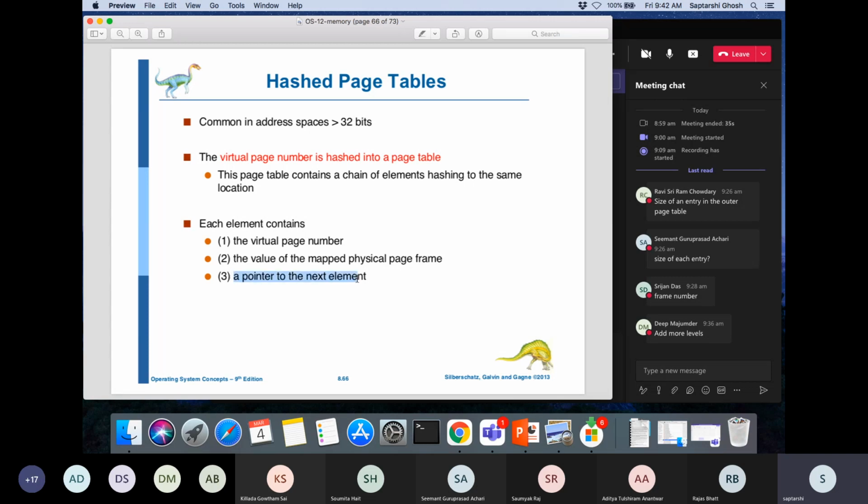Okay. So let me ask a question. This is the new part. Why did we not have to store this in the page tables that we discussed till now? The physical page frame we always needed to store. That was the idea. The page table entry will store the physical frame number. But this is the new thing, the virtual page number. Why did we not need to store this earlier, and why are we having to store it now?